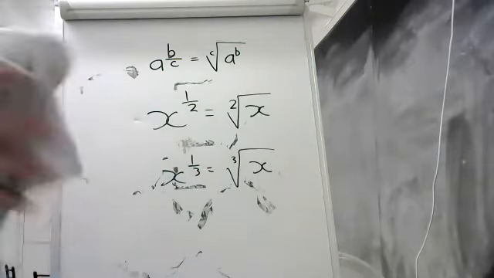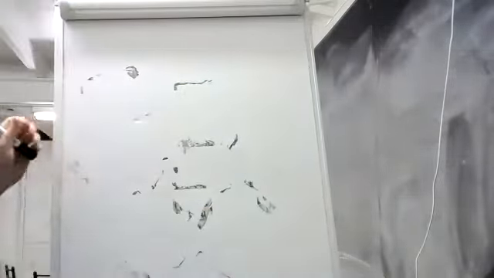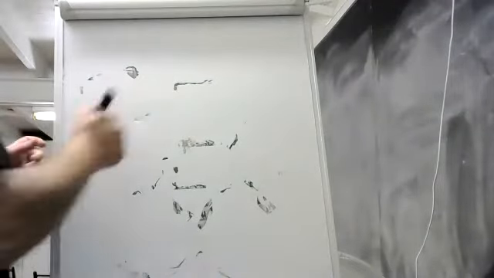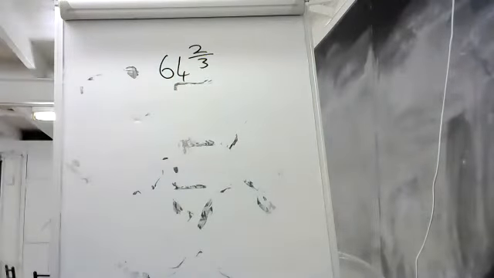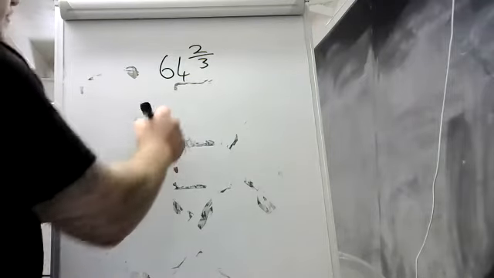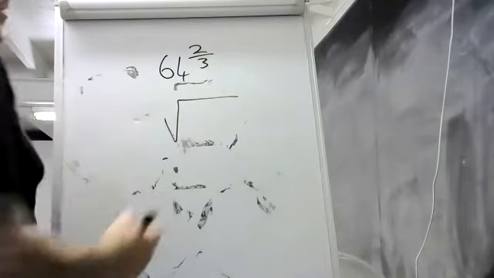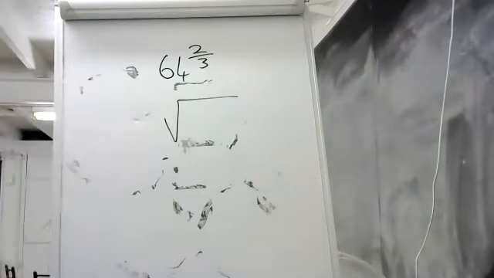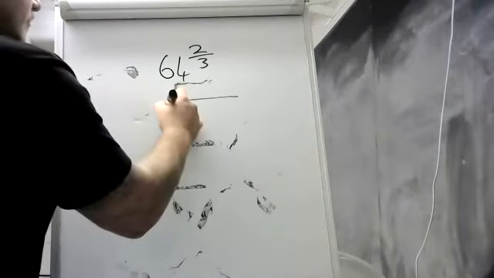Let's make it a bit more complicated and make it a multi-step fractional power. So if we had 64 to the power of 2/3, how could we solve that? Would it be the square root or the cube root? Oh, it'd be the cube root. Yeah. It'd be the cube root of 64 squared.